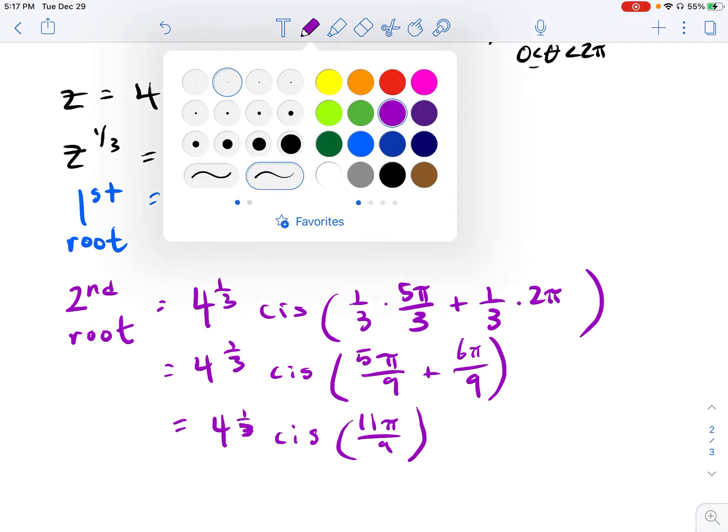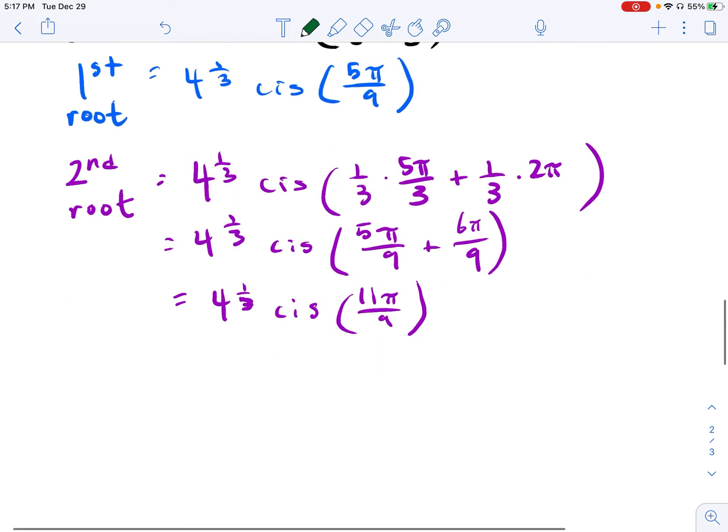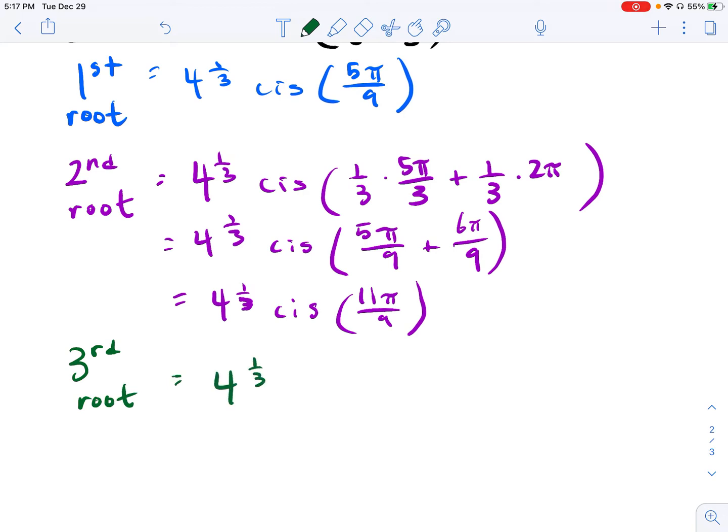Since we're finding the cube root, it's possible that we have up to 3 roots, and we should have 3 unique roots. So what is our third root? And we're going to do this in order. So 4 to the 1/3 again, CIS. Now this time we're going to take, again, our 5 pi over 9.